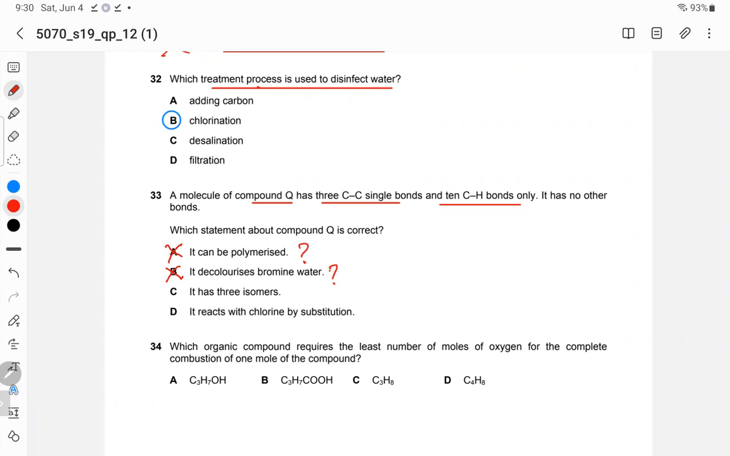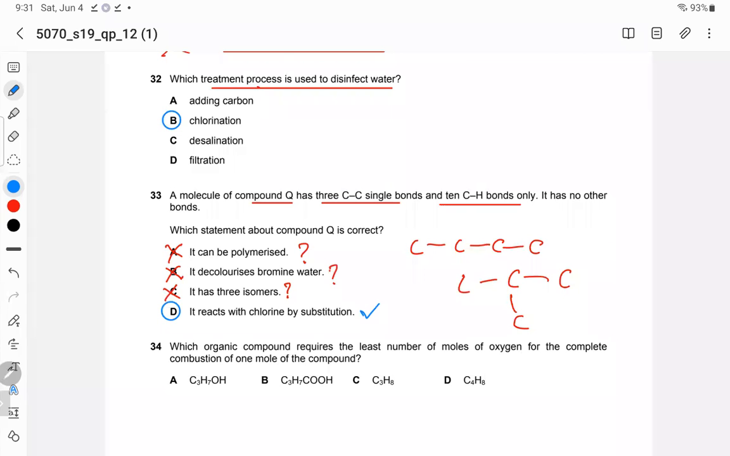It has 3 isomers. If there are 4 carbons, it means it can be a butane, and it has only 2 isomers. One is butane and the other one is this, in which the carbons are arranged in this way. So the third statement also goes wrong, which means our fourth statement D is correct, that it reacts with chlorine by substitution. Yes, alkanes do substitution with chlorine and the halogens. Is this understandable to everyone?